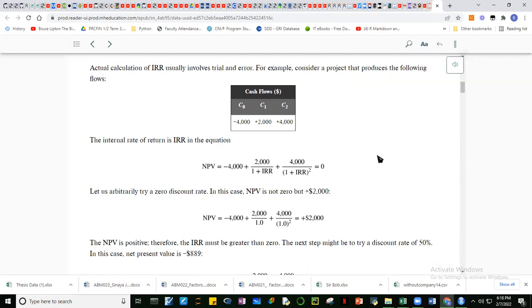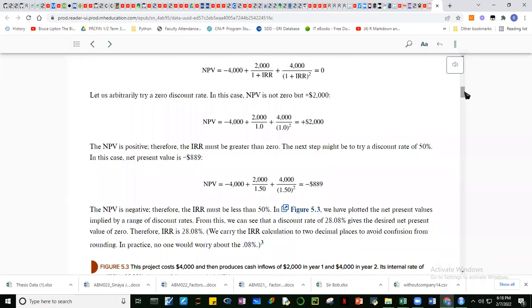Okay, but what's important here is that the IRR is that rate of return where the net present value is equal to 0. Okay, so if you compute for the net present value of a project at a discount rate equal to IRR, it will give you an answer equal to 0.